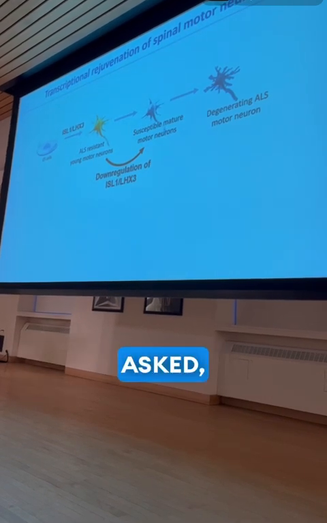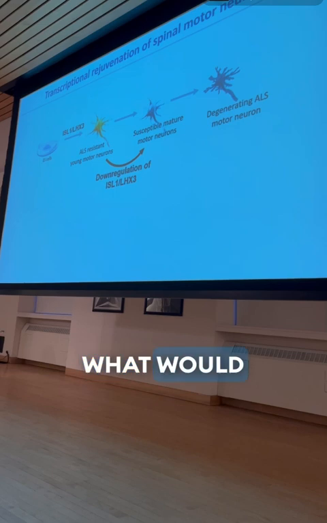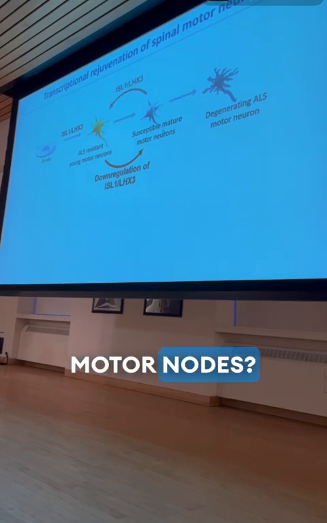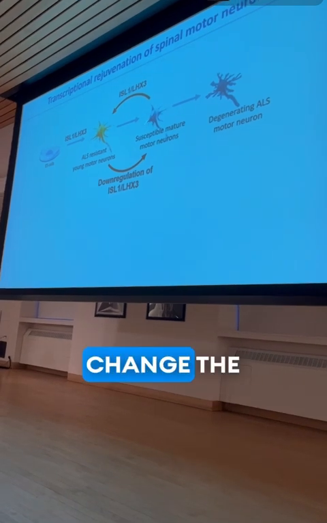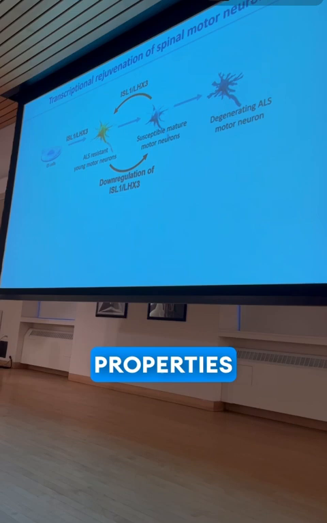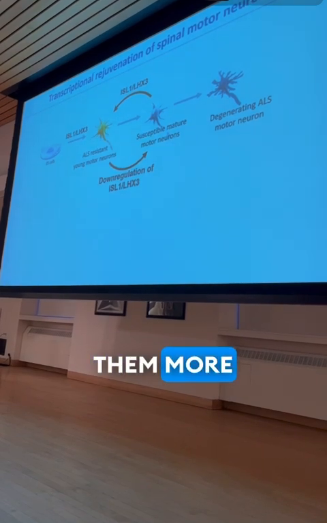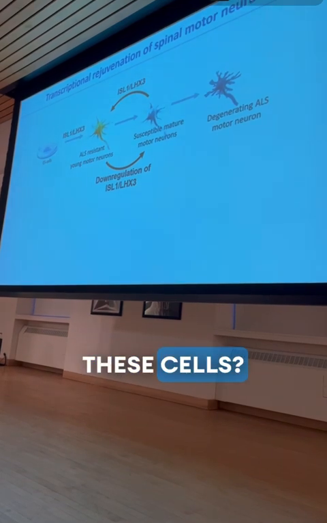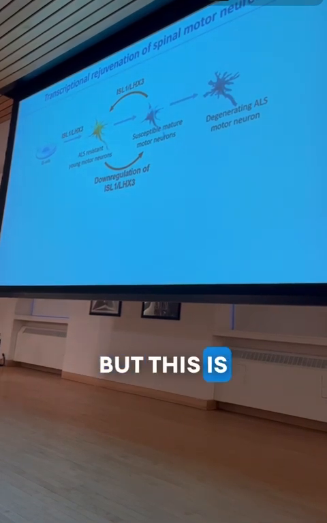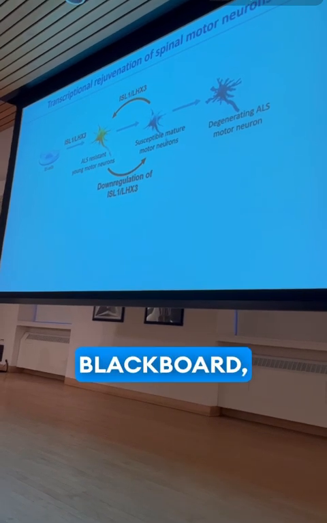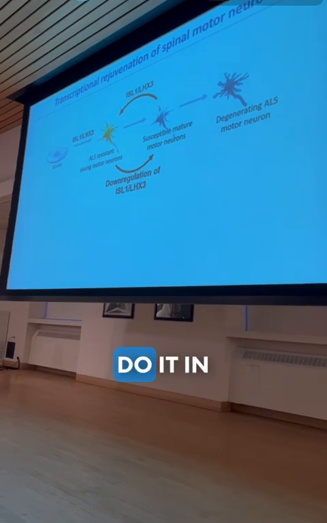And so we asked a relatively straightforward question: what would happen if we re-express the factors in the adult motor neurons? Would we be able to change the state of these cells and reactivate some of the more immature properties that would make them more resistant to the mutations and the accumulation of misfolded proteins in these cells? But it's very easy to write on a blackboard, and it's not that easy to do in biology.